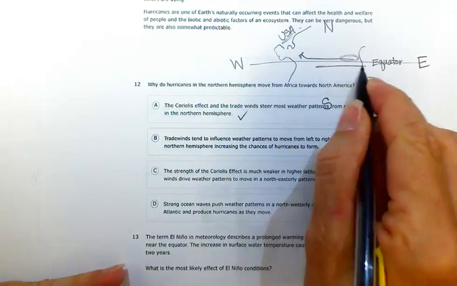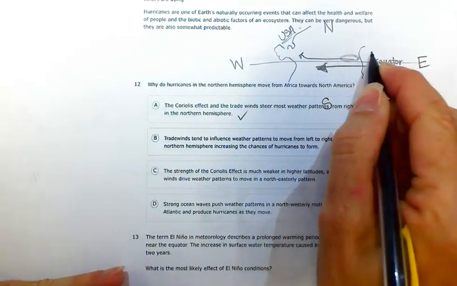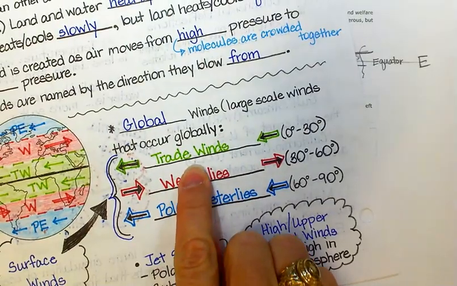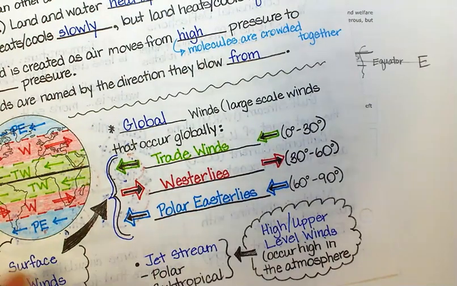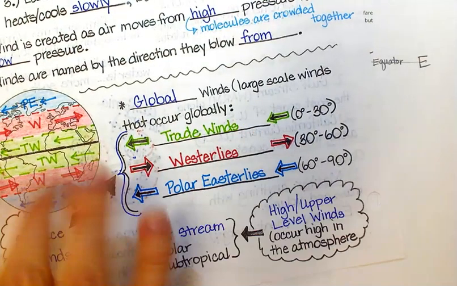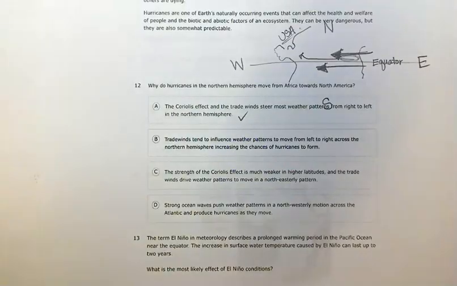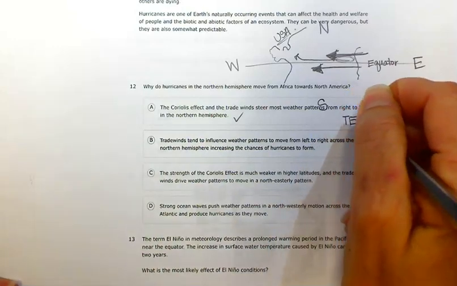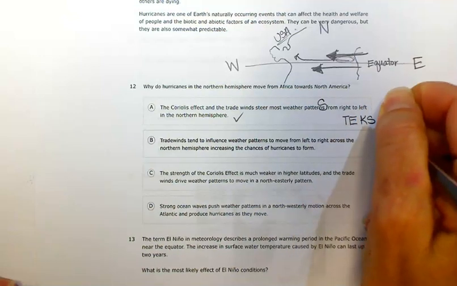And y'all know that your trade winds move from east to west along the equator. Okay, so that can be one piece of key information that you can use to help answer this question. And it's more of a picture, but you can just say trade winds blow from east to west. Okay, so we're going to go back and we're going to say that's TEKS 8.10 guided notes.